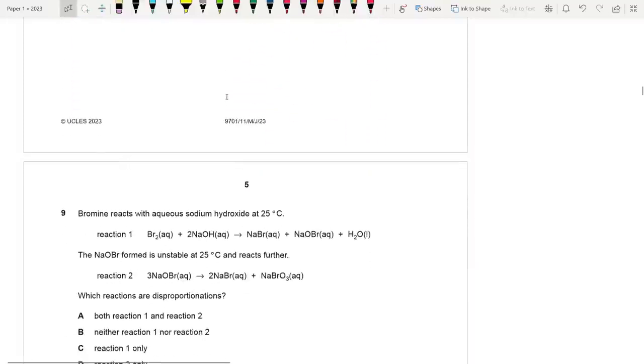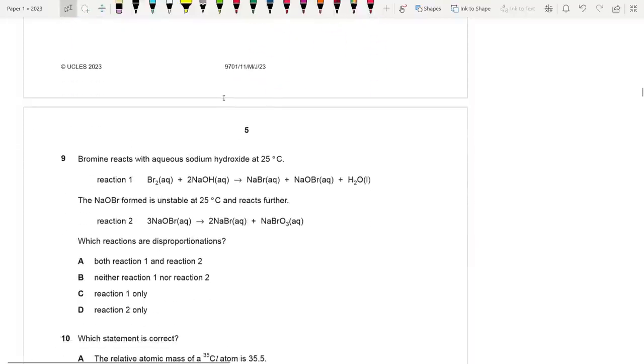Moving on to number 9. Till now, I'm finding the variant really simple. Let's see how it evolves over time. Bromine reacts with aqueous sodium hydroxide at 25 degrees Celsius. Reaction 1, bromine plus NaOH gives you NaBr, NaOBr, H2O. The NaOBr formed is unstable at 25 degrees Celsius and reacts further.